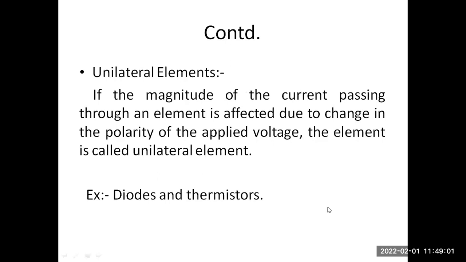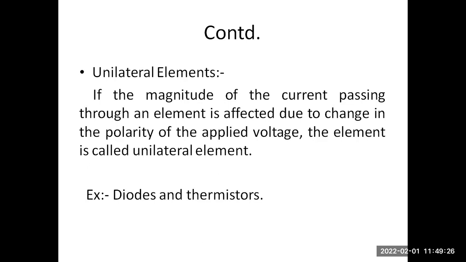Now next is the unilateral elements. So unilateral elements, what is the definition of this? Because we will first understand what the network elements are, then we'll enter into the actual network theory or the two-port network, because this is the very basic concept. Now, if the magnitude of the current passing through an element is affected due to the change in the polarity of the applied voltage, the element is called the unilateral element.